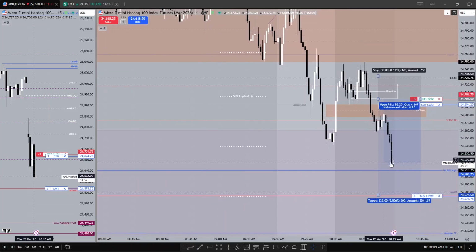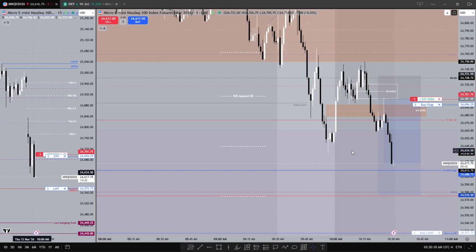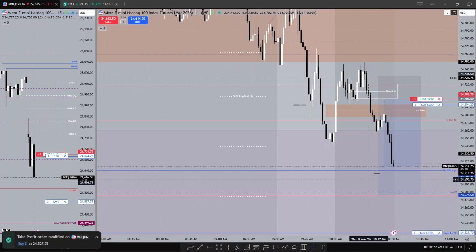I'm going to shift my take profits down to Monday's consequent encroachment because I'm about to adjust them. I'll take a partial at my terminus. I'll take 2 contracts off and then I'll hold one contract to this level.